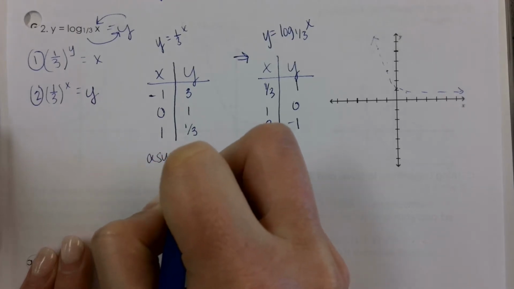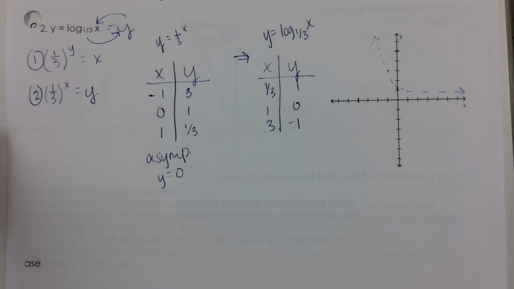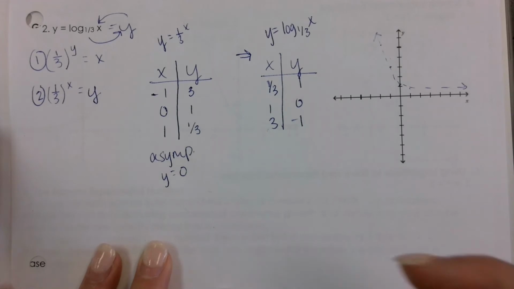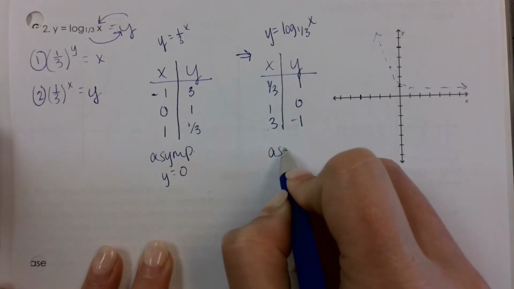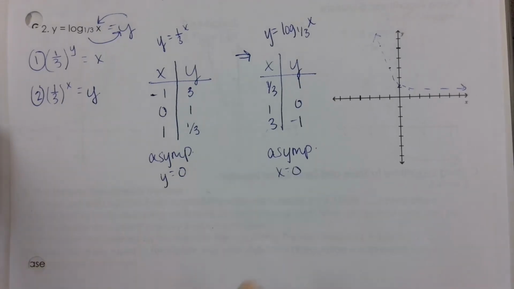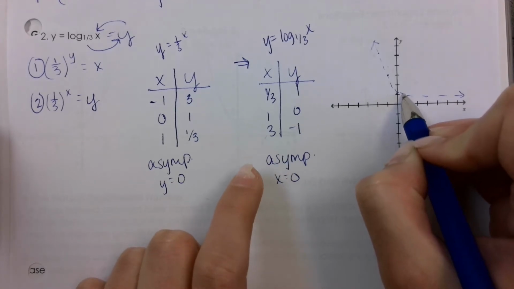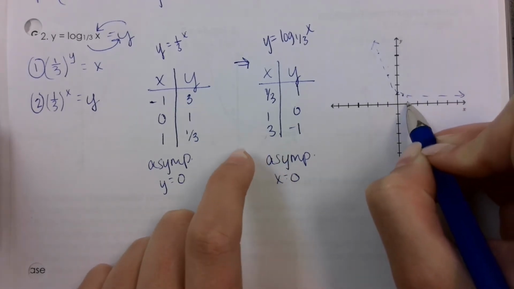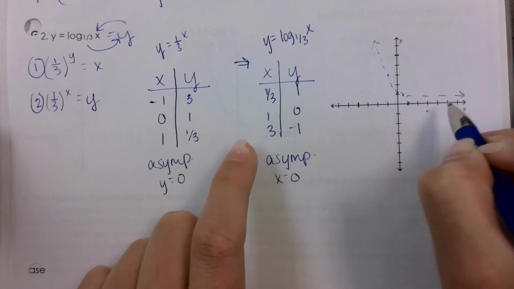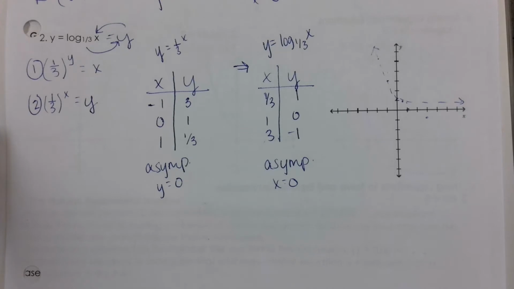So we'll start by graphing this one, and I'm going to do that with the dotted line. So at -1, we have 3, at 0, we have 1, and at 1, we have 1/3. So where's that asymptote happening this time? Still at y equals 0. So where will your asymptote be for the inverse? X equals 0.